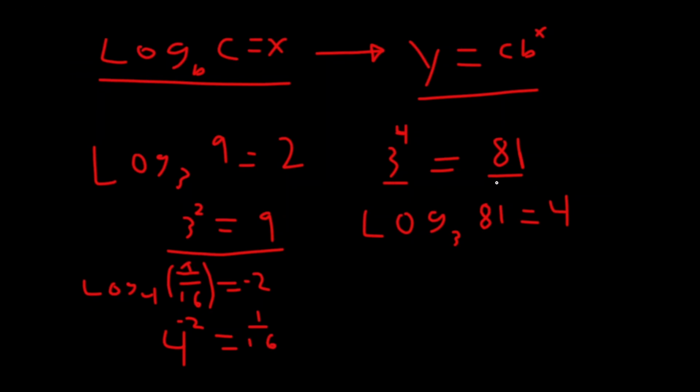And you could also do this the reverse way. For instance, if you have 8 to the 4/3 is equal to 16. It's the same thing as before. This 8 becomes your base, like so. This 16 goes in front of the log, and on the other side of the equal sign will be the number that's up here, 4/3. And that's really all there is to it.